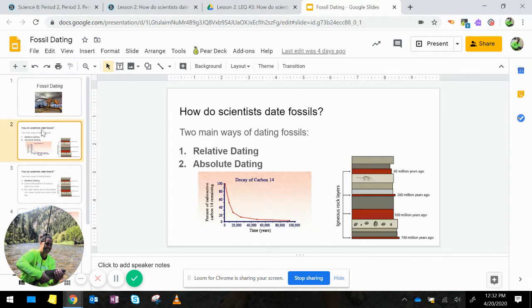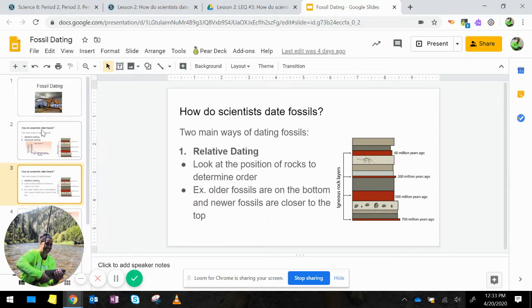One of the things to look at is that we've talked about fossils as being one of the evidences for evolution that support the theory of evolution by natural selection. For this evidence, scientists like to date the fossils to figure out how old they are. There are two main ways of dating fossils. One is called relative dating, and the other is called absolute dating.